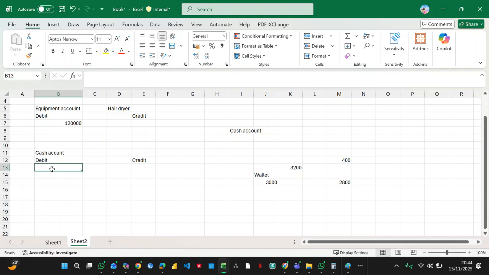And cash goes into the credit side whenever money leaves the business. Does that make sense?